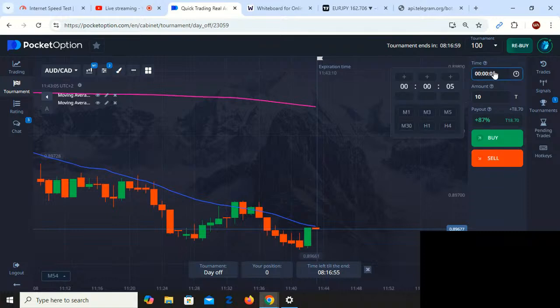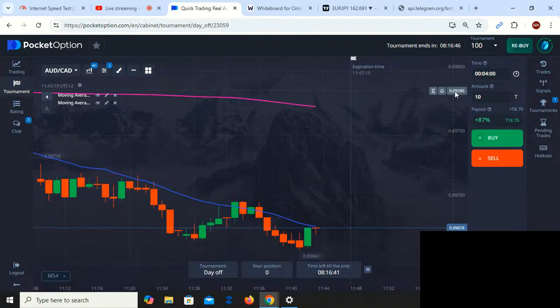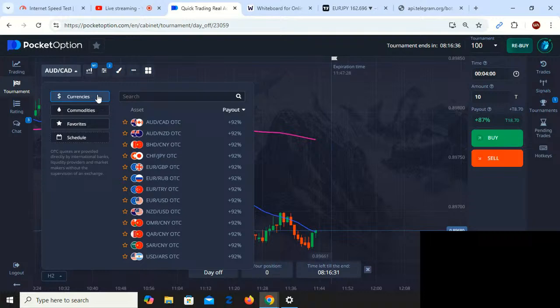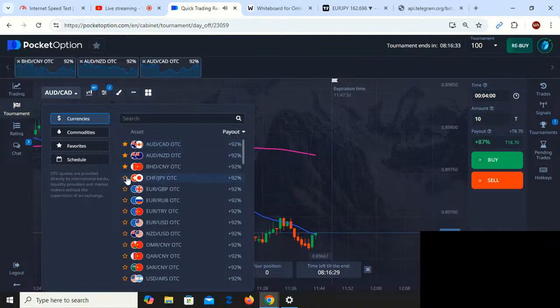Expiry time, we need 4 minutes, 4 or 6, depending on the situation. We'll see right now. So you need 4 minutes over here. And your trade amount should be 1 to 3% of your capital. In this case, I'm playing the tournament, so it's all right. I'll do 10. And after that, just add as much as you can of high payout pairs.